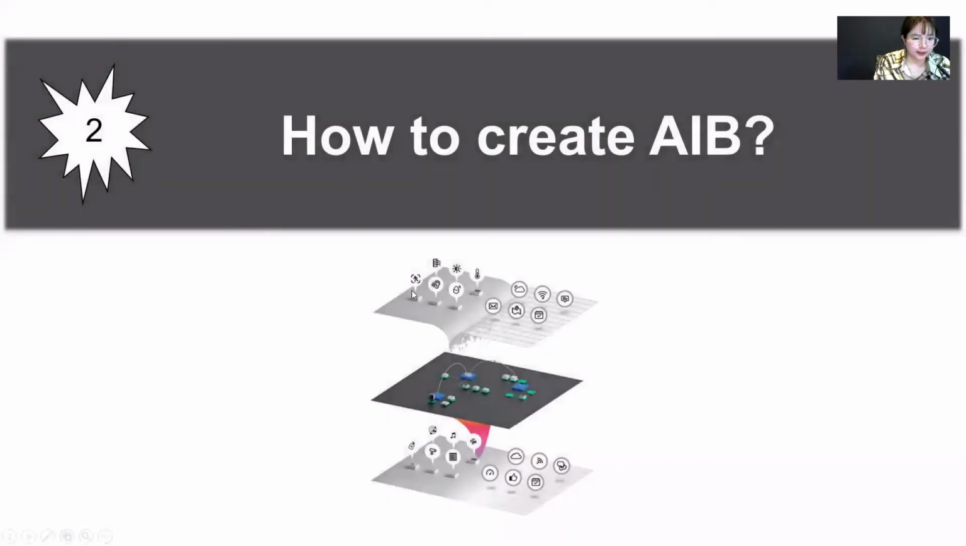And how to create AIB. Before you create an AIB, first you need to know that AIB is a value-added service. You need to enable the AIB function for your account. So you need to share your LifeSmart ID with the technical support, and we will enable the function for you.